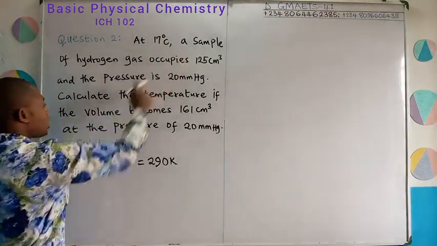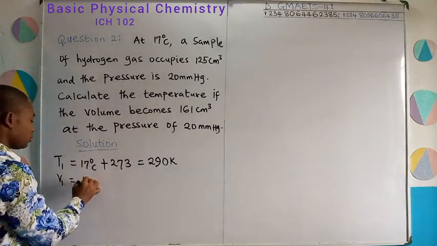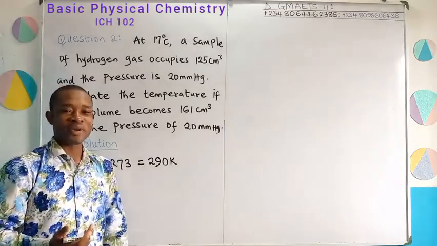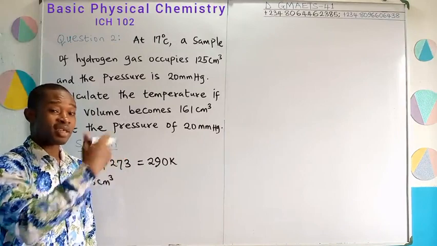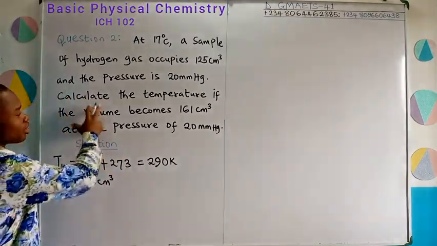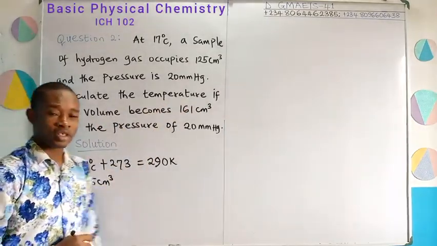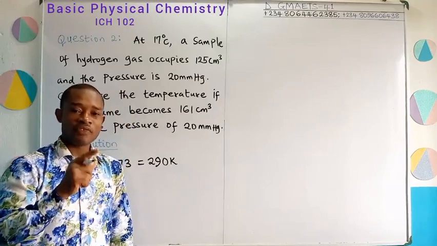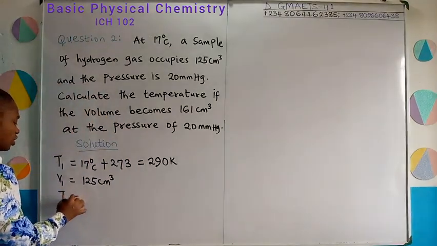The initial volume under that condition, V1, is equal to 125 cubic centimeter. The pressure is 20 millimeter of mercury, like I said, is constant, so I have no business with that. That simply tells me that this is a Charles' law problem. Calculate the temperature if the volume becomes 161 cubic centimeter. So here we are looking for the final temperature, given that the final volume is 161 cubic cm. So we go T2, we don't know.